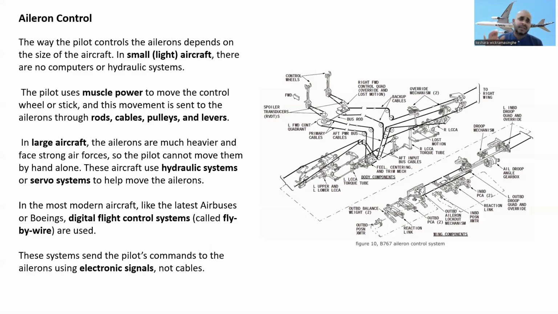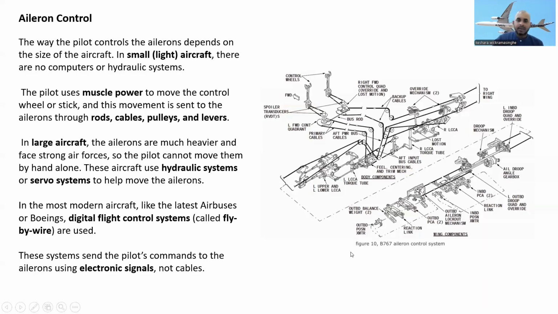In large aircraft, the ailerons are much heavier and face strong air forces, so the pilot cannot move them by hand alone. So the aircraft uses a hydraulic system or servo system to help move the ailerons. In most modern aircraft, like the latest Airbus or Boeing, digital flight controls like fly-by-wire are used. These systems send the pilot's commands to the ailerons using electronic signals, not cables.